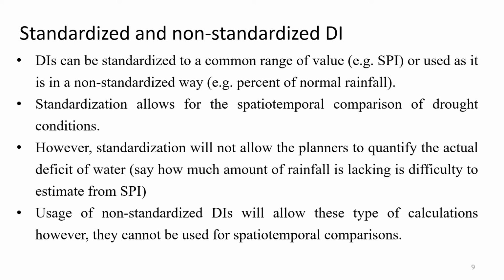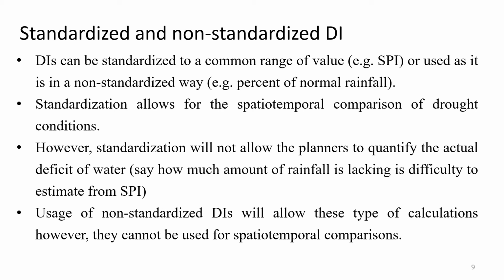This sort of spatio-temporal comparison can be done using standardized drought indices. However, standardization will not allow the planners to quantify the actual deficit of water. That is, if I say SPI is -2, and a planner is calculating how much water should I bring from somewhere else to reduce the drought severity, this -2 number or -3 number will not be useful for the planner to calculate how much quantum of water is needed. They will say, okay, drought number is -2, that's it. The planner will not know how much water quantum to bring in.